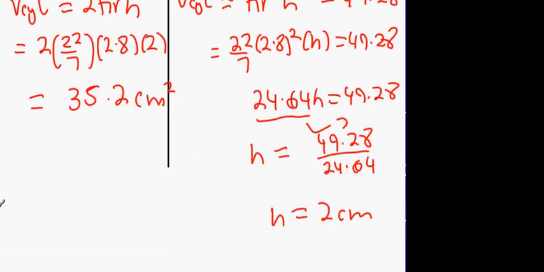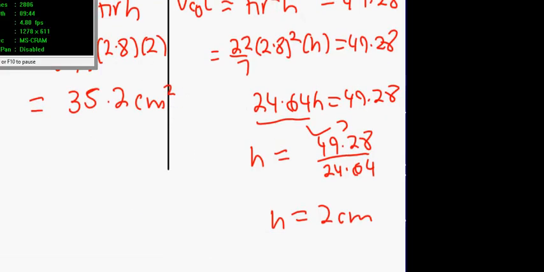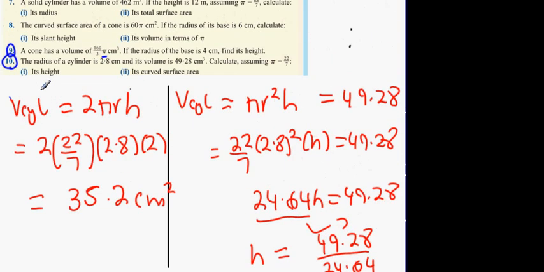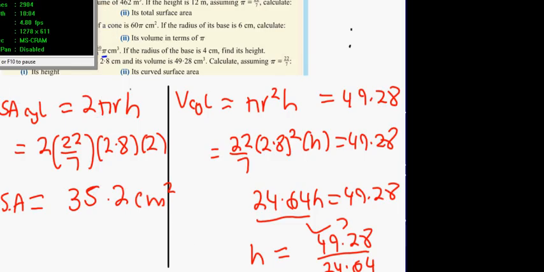Okay. So next, excuse me. Surface area of a cylinder. So it's actually the area of the cylinder as opposed to the surface area of a cylinder. Okay? So surface area of the cylinder is 2 pi r h. That means the surface area of the cylinder is 35.2 centimeters squared. Okay?